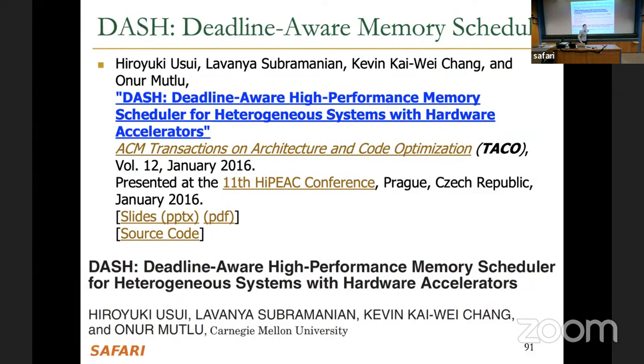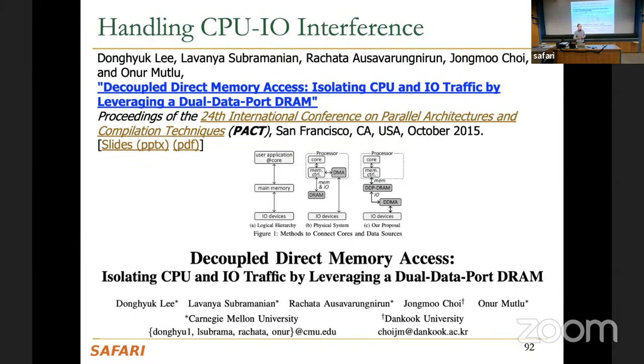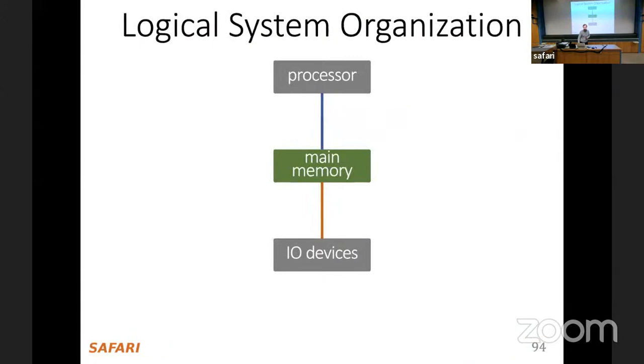Okay, let me mention one thing that is actually interesting, and this relates to the Google paper that I mentioned earlier. Basically this work tackles CPU IO interference. This is a topic that has not been tackled as much, unfortunately. Let me give you the idea. So basically, IO devices also go through the memory controller today. What's an IO device? Essentially, it's everything other than a CPU, let's say. Even a GPU is kind of like this today.